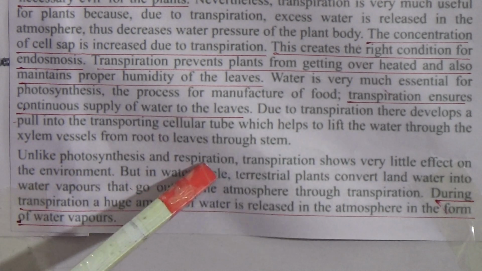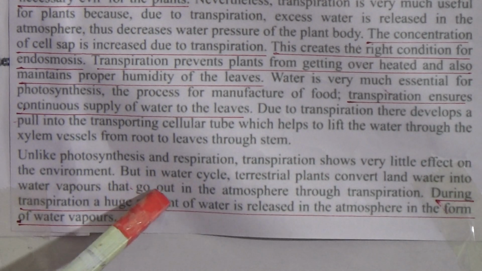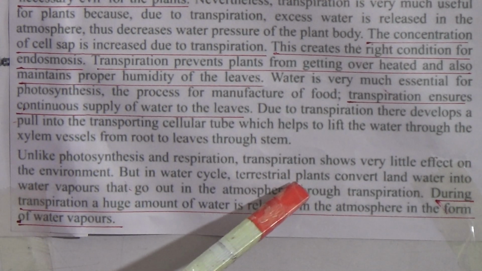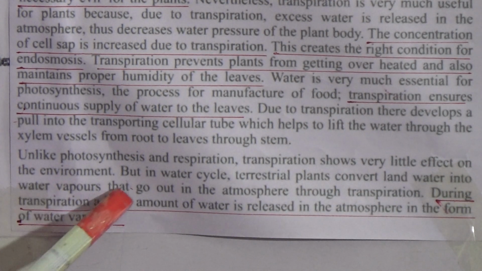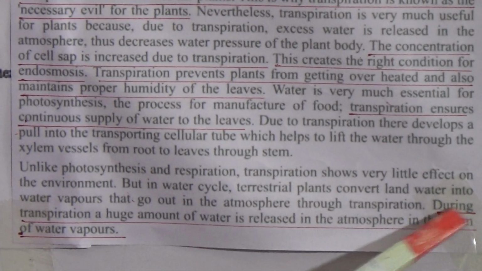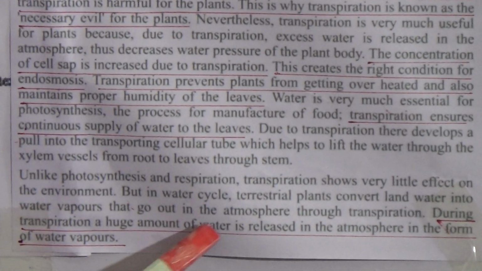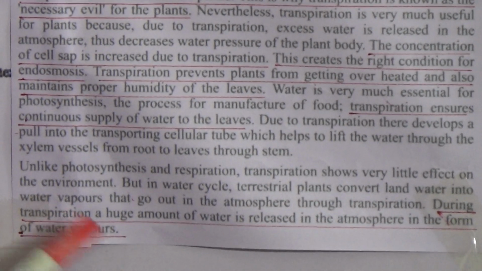Unlike photosynthesis and respiration, transpiration shows very little effect on the environment, but in the water cycle, terrestrial plants convert land water into water vapor that goes out into the atmosphere through transpiration. During transpiration, a huge amount of water is released into the atmosphere in the form of water vapor.